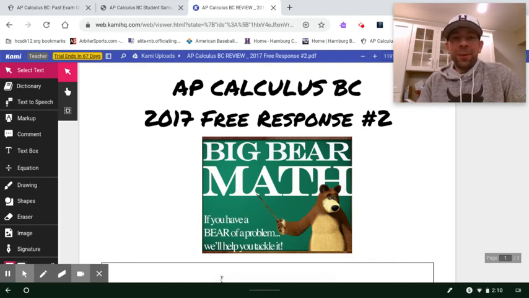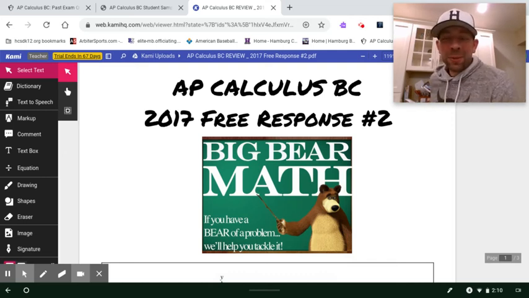Hey, we're working through the 2017 free response questions as we inch closer to the AP Calculus exam. And all right, question number 2 today is a polar function question. So this is going to be a BC only topic. And polar functions can be very overwhelming and intimidating.